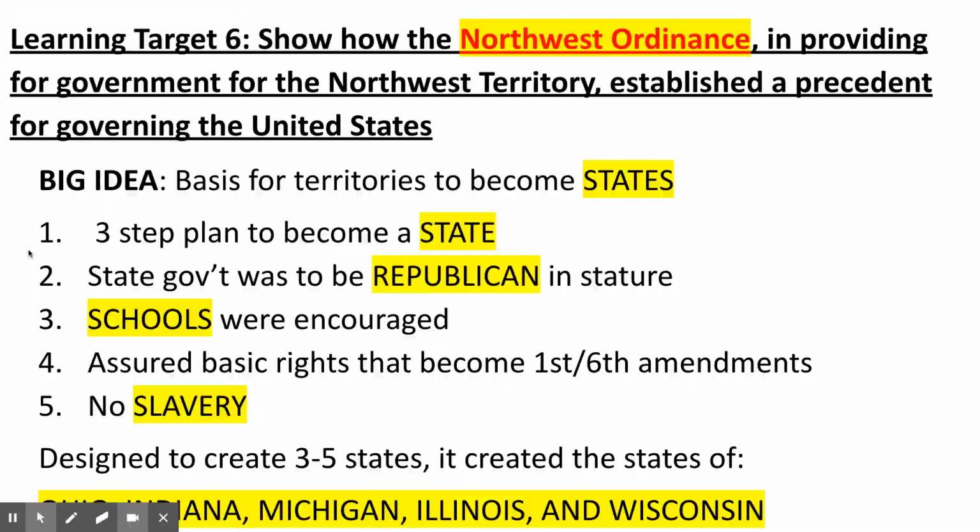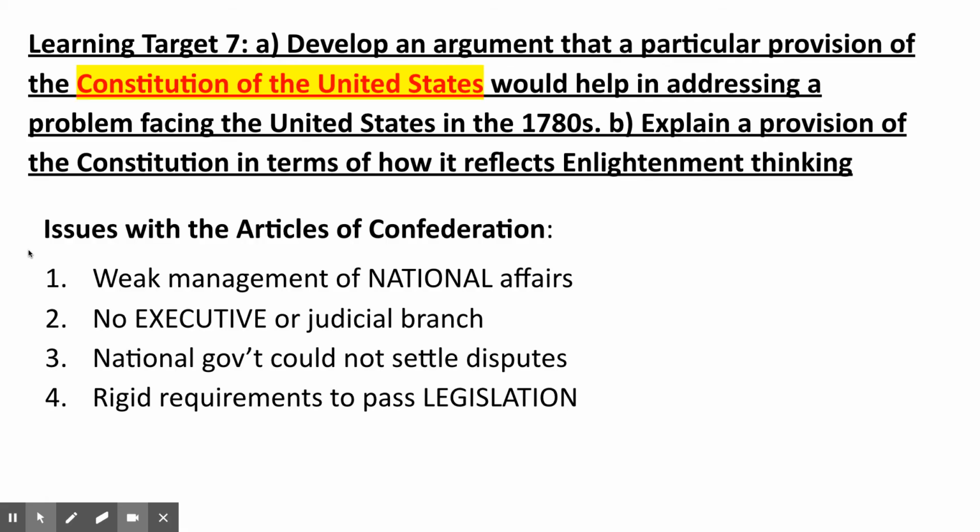Okay, last one we're going to look at today. Target 7, the Constitution. And basically they're saying here, why did we create the Constitution and how does the Constitution connect to the Enlightenment? All right, so first thing we look at is the fact that with the Constitution, we wanted to make it because we thought the Articles of Confederation were too weak.